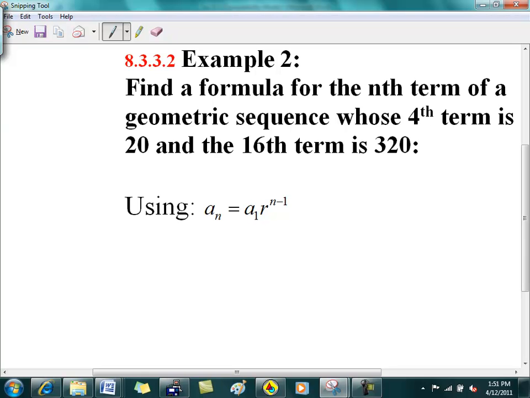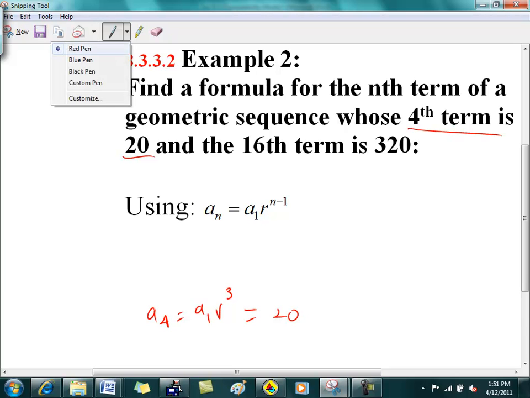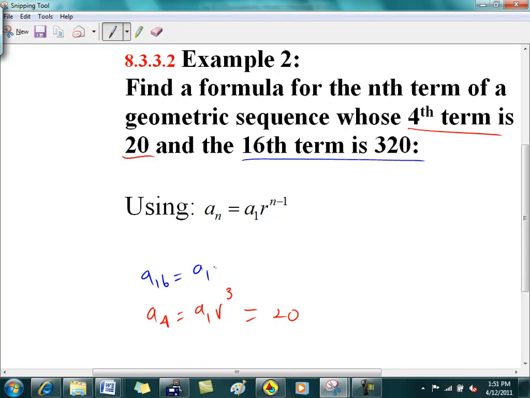So what you want to do is, first of all, take a look at this part here. I'm going to put n equals 4, so I get a sub 4 equals a sub 1 r to the 3. Does everybody see where the 3 is coming from? And that is equal to 20. Is that okay? Then I'm going to work with the second part here. I'm going to put n equals 16, so I get a sub 16 is equal to a1 r to the 15 equals 320. So if you look at this, you've got 2 equations with 2 unknowns.